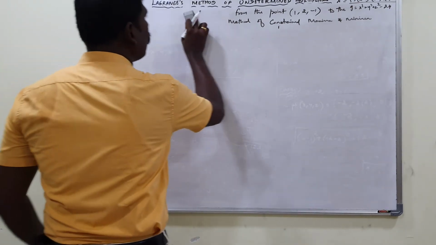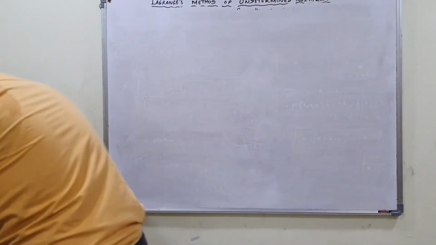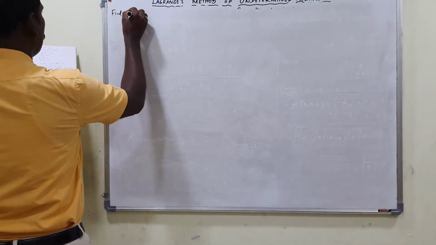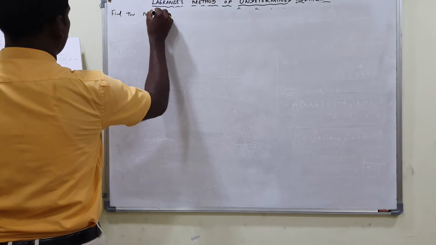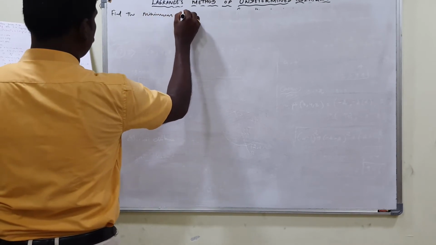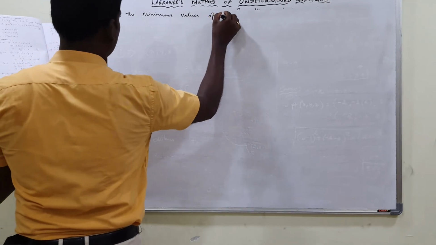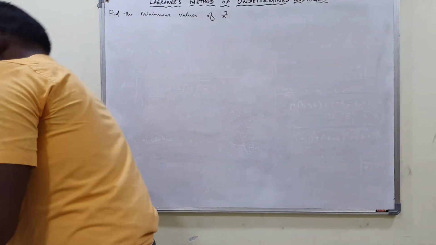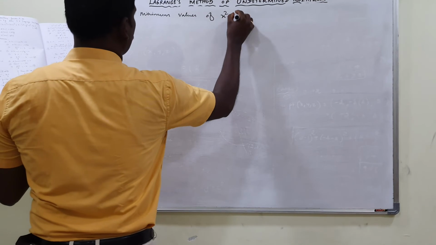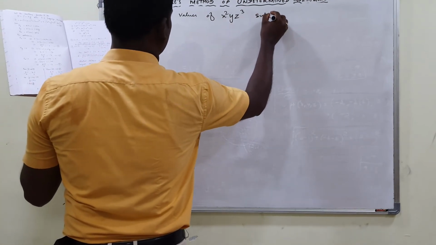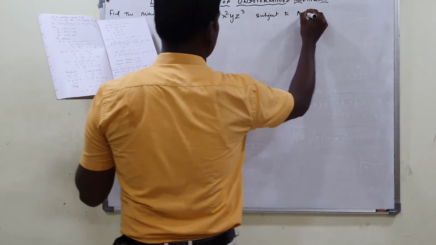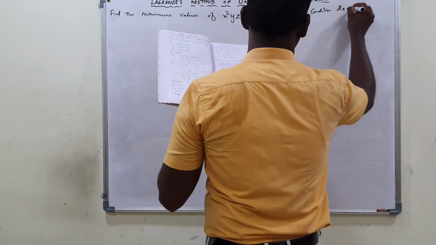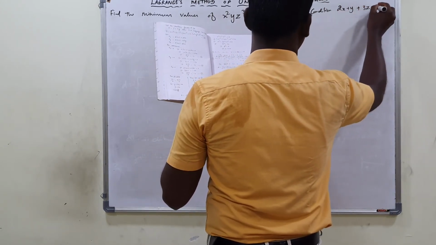Next one. Find the minimum values of x square plus y square plus z square, subject to the condition 2x plus y plus 3z equal to a.